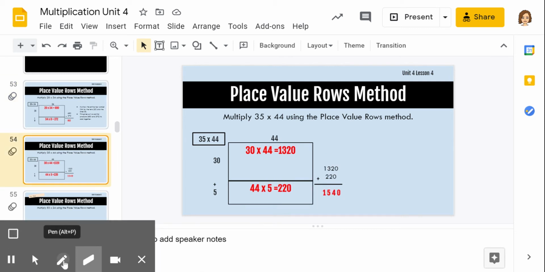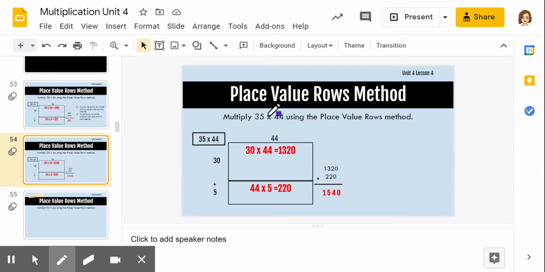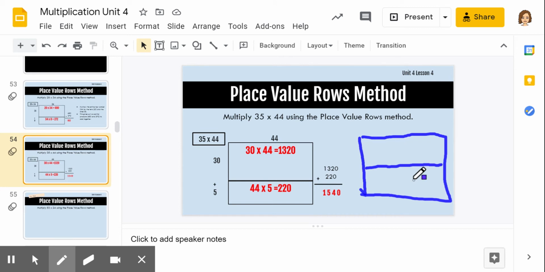Okay, so let's take a look at this one. 35 times 44. Let's do the place value rows method. So again, the first thing I did is I created my boxes. So that's the first thing you would do. And you should create these a little bit bigger so you have room to write. It should kind of be evenly distributed. I'd probably split them in half, just to have more room. I'd probably take up about half of the paper if you're doing this on paper, just so you have plenty of room to write.